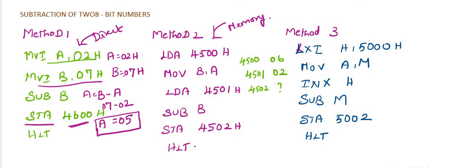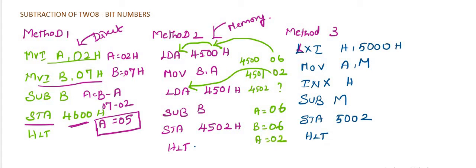Using the LDA instruction, load accumulator, we get the value 06 from 4500, and that is moved to the accumulator. So now the accumulator value is 06. Next, we move that 06 to the B register, so B register will be 06. Next, we load the accumulator with the 4501 location value, that is 02. So 02 is moved to the accumulator, and now the A value will be 02.